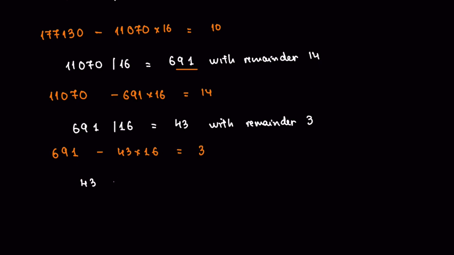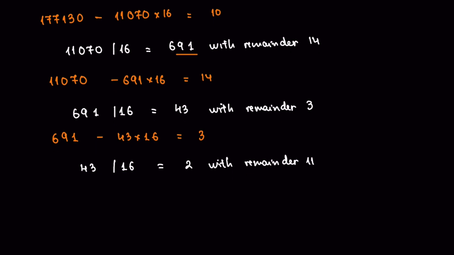Next one, 43 divided by 16. You're going to get 2 with a remainder of 11. And you're going to take 2 divided by 16. So 2 cannot really be divided by 16, so you get 0 for the integer quotient, and the remainder is still 2.